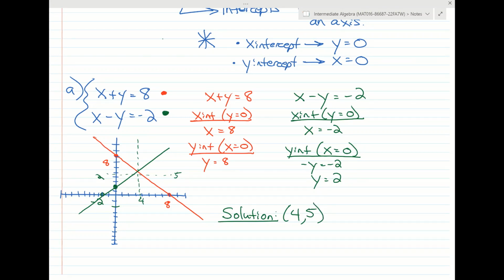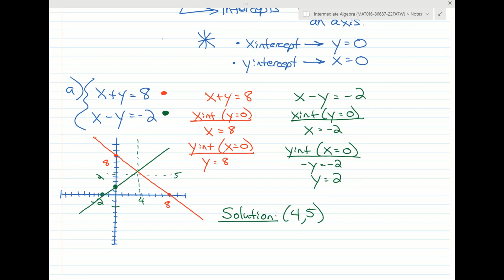It might be (3, 5). But the problem with graphing is you kind of have to estimate it. And we're going to learn a technique in the next section, the last one for the night, where we can figure out exactly where it is.